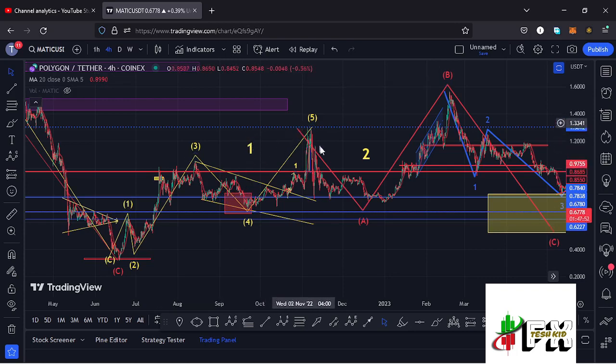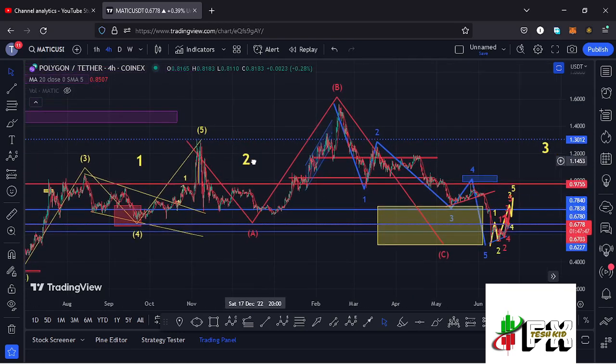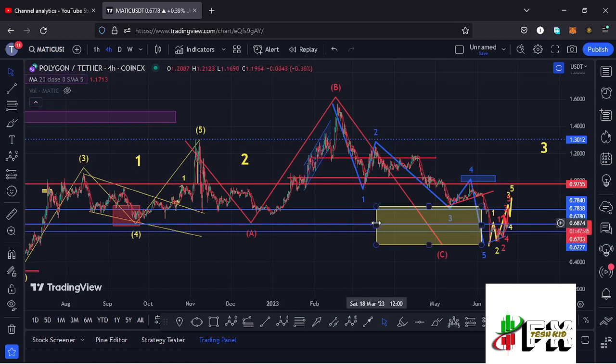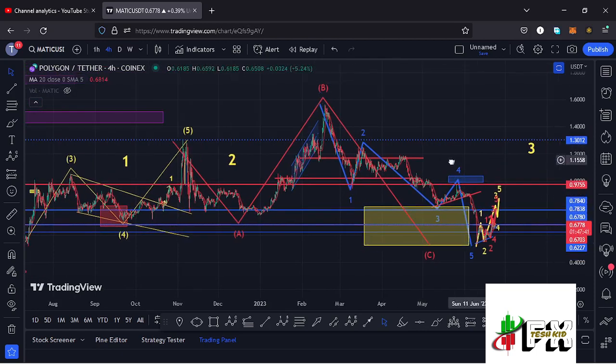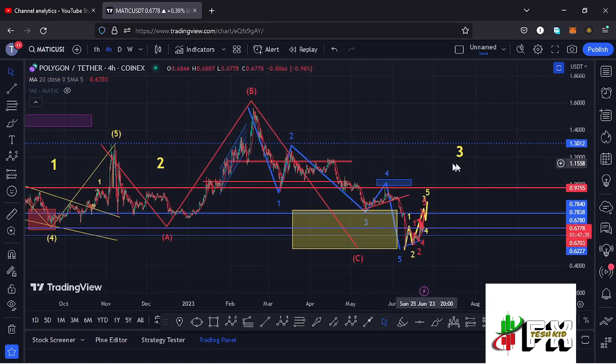Then we saw a corrective structure in the formation of a larger Elliott wave count 2, in a move that fully maximized minimum target areas for that second wave. And I now believe that the low for that second wave is in, and Matic is now ready for a massive pump in the formation of a larger Elliott wave count 3.